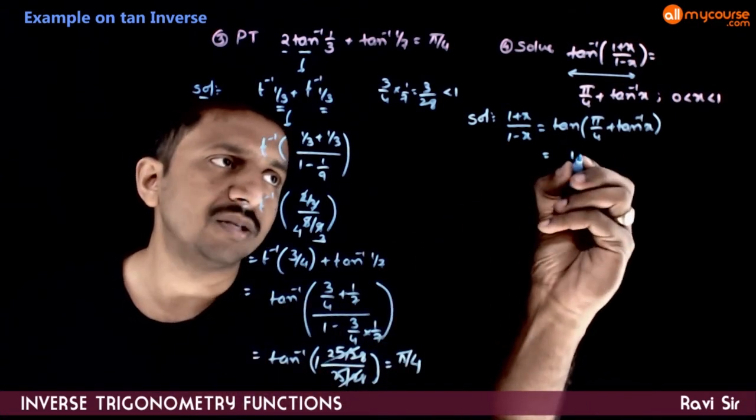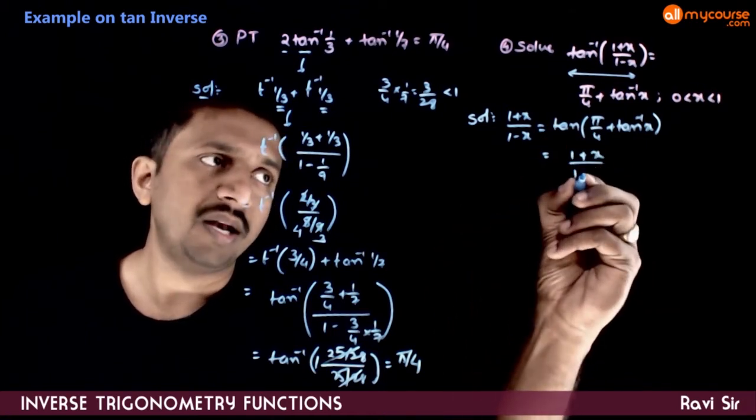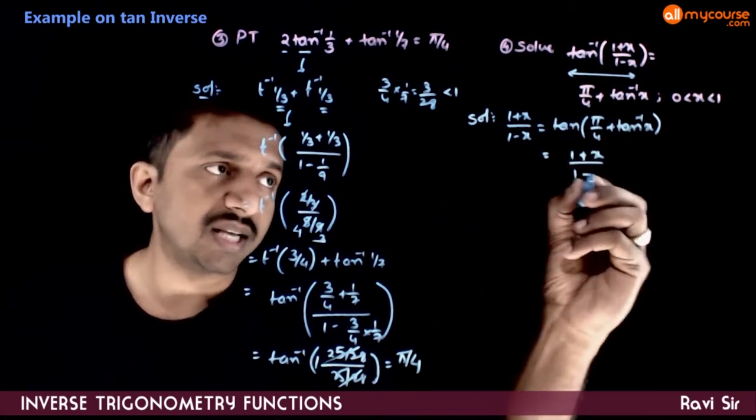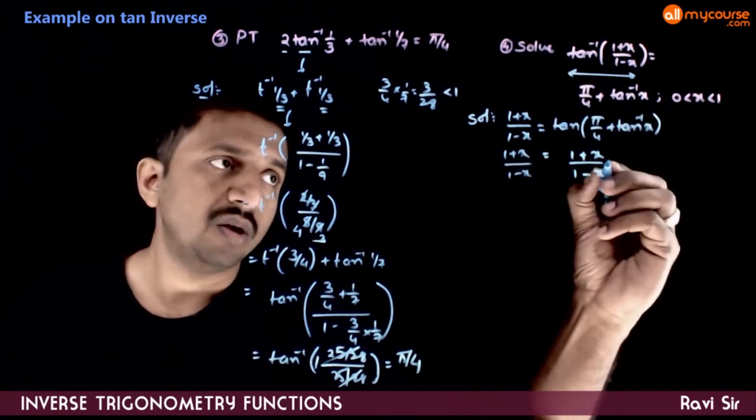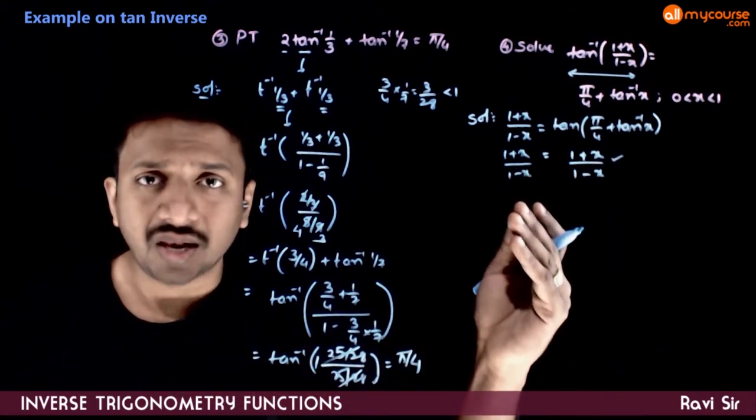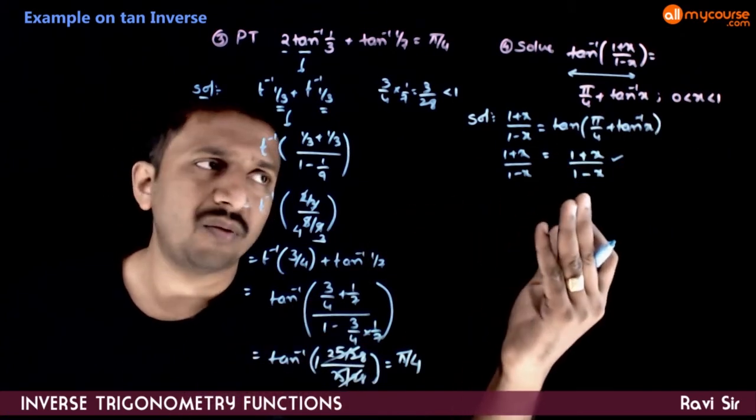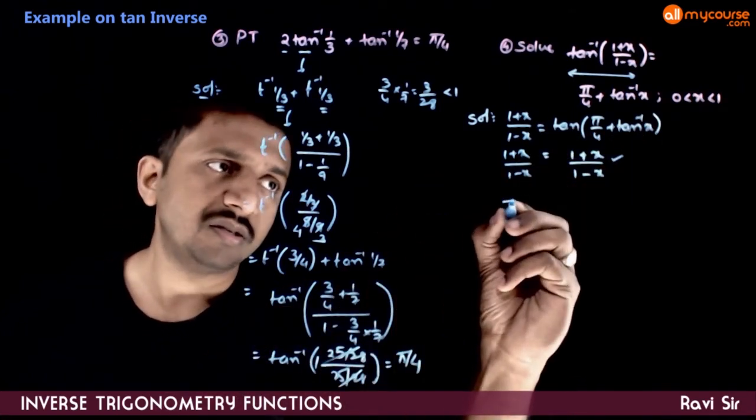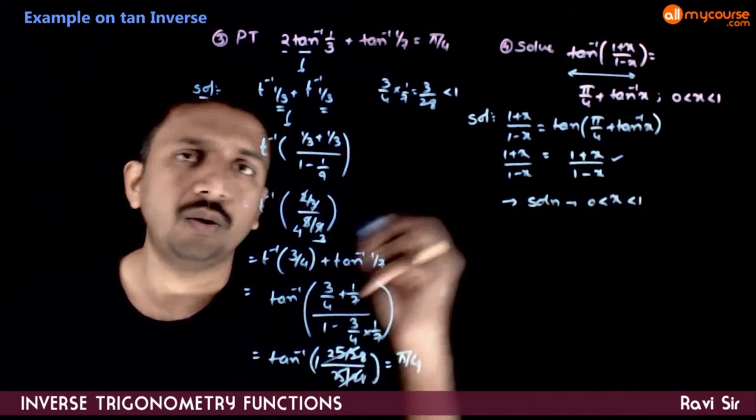So tan pi by 4 is 1, plus tan of tan inverse x is x, by 1 minus tan pi by 4, which is 1, tan of tan inverse x is x. That means (1 plus x) by (1 minus x) is equal to (1 plus x) by (1 minus x). And you're asked to solve this between 0 to 1. So (1 plus x) by (1 minus x) is always equal to (1 plus x) by (1 minus x) between 0 to 1. So the solution is all x from 0 to 1.